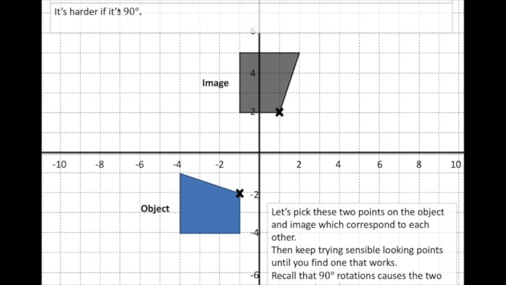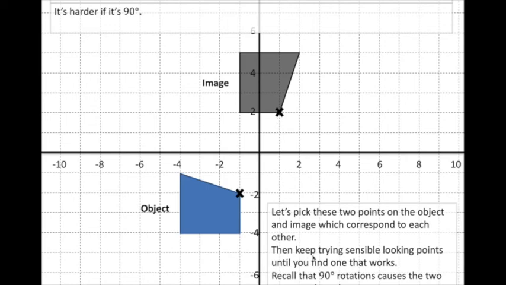Okay, this one here, 90 degrees. Yeah, it's obviously 90 degrees because the object doesn't go upside down. It's only halfway from upside down, so that's 90 degrees, and it goes from here to here. Therefore, it is clockwise. Okay, but now let's try to identify the center of rotation. Here it says let's pick 2 points on the object and image which correspond to each other. Well, that point on the object corresponds to this point on the image.